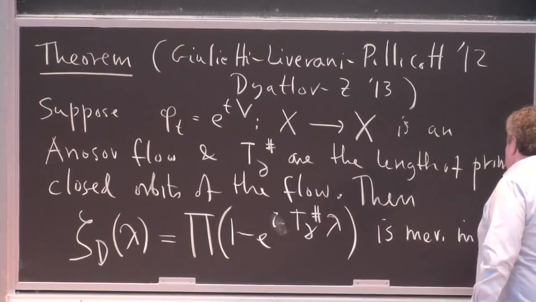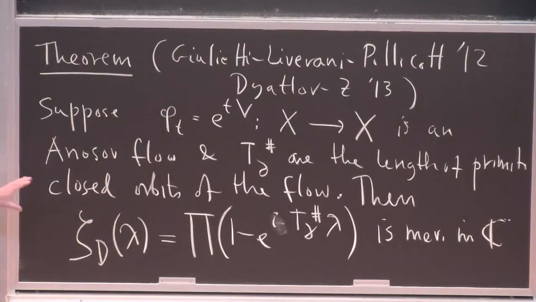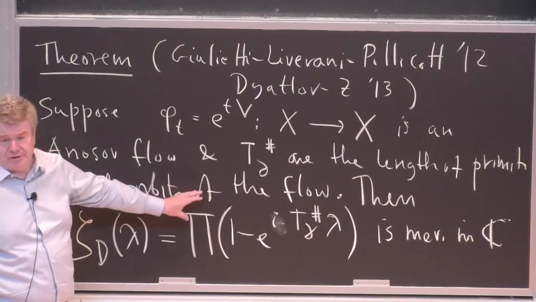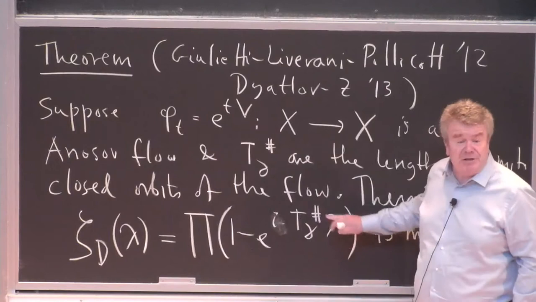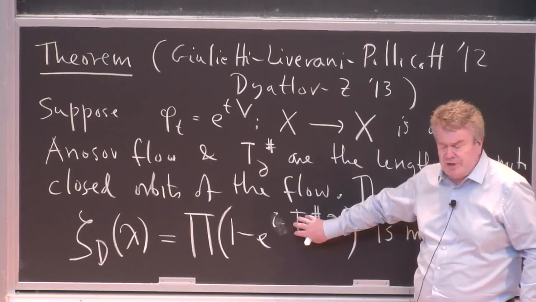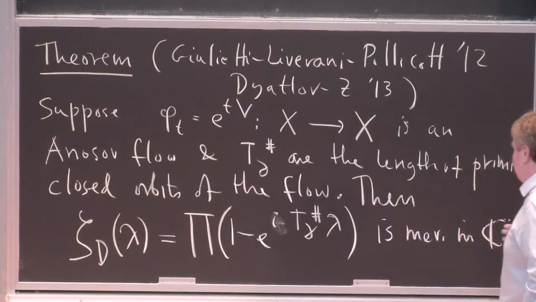So I should say, what does it mean? Well, I will make a comment about this in a moment. This converges when the imaginary part of lambda is sufficiently large. If the imaginary part of lambda is positive, then I get a minus, and this is an exponentially decaying term. So as long as we know something basic about the growth of these numbers, this will converge when the imaginary part of lambda is sufficiently large. The point here is that this is meromorphic in C.